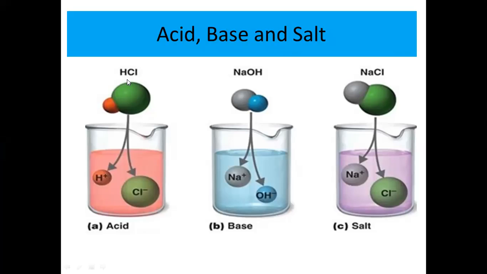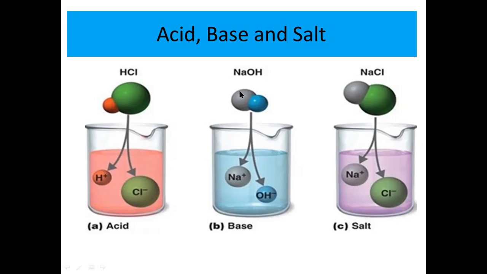What are acids? An acid, for example, is hydrochloric acid, and it is defined as any species that increases the concentration of hydrogen ions. This is HCl, and when it is dissolved in water, it dissociates into the hydrogen ion and the chloride ion. Any species that releases hydrogen ions is called an acid.